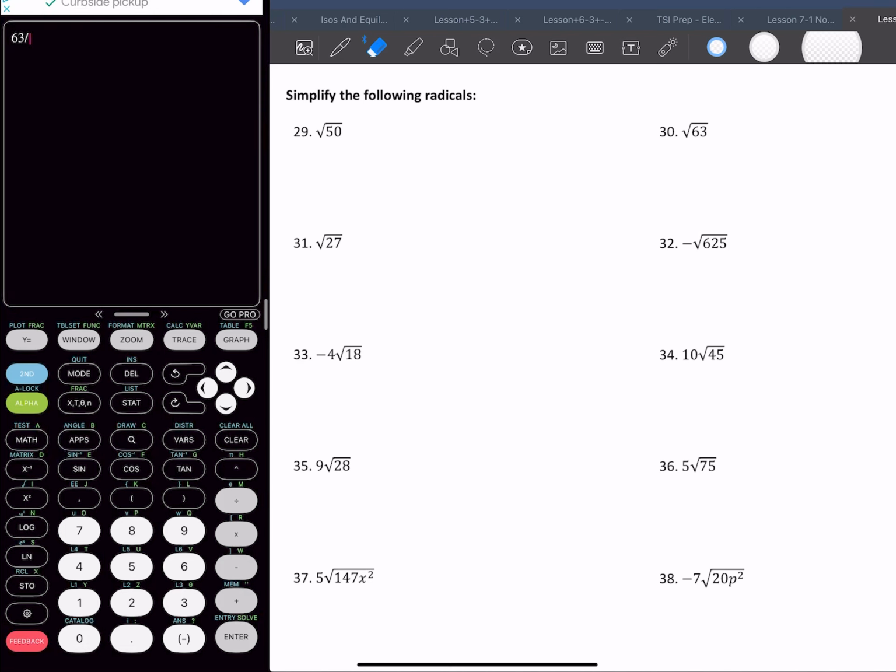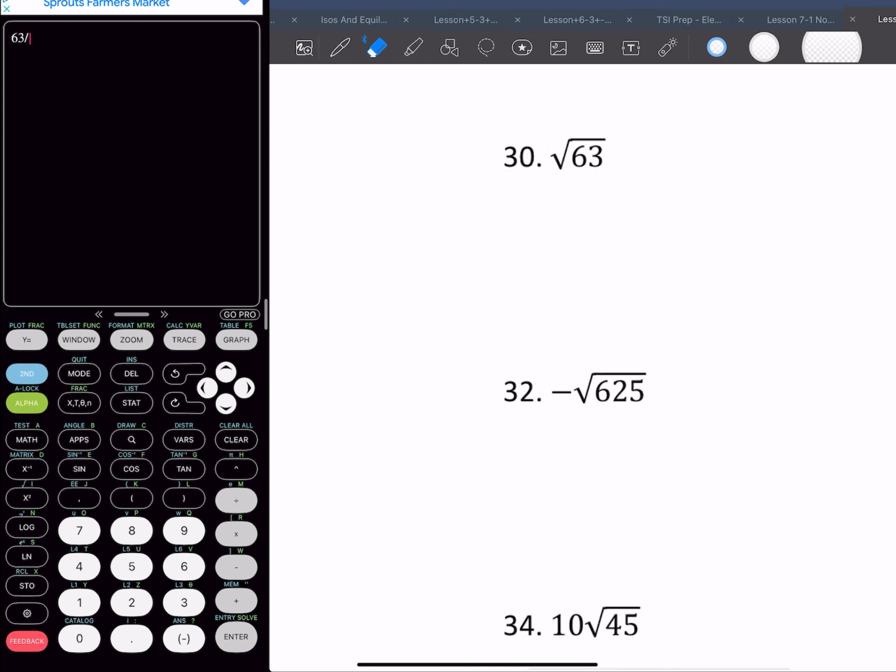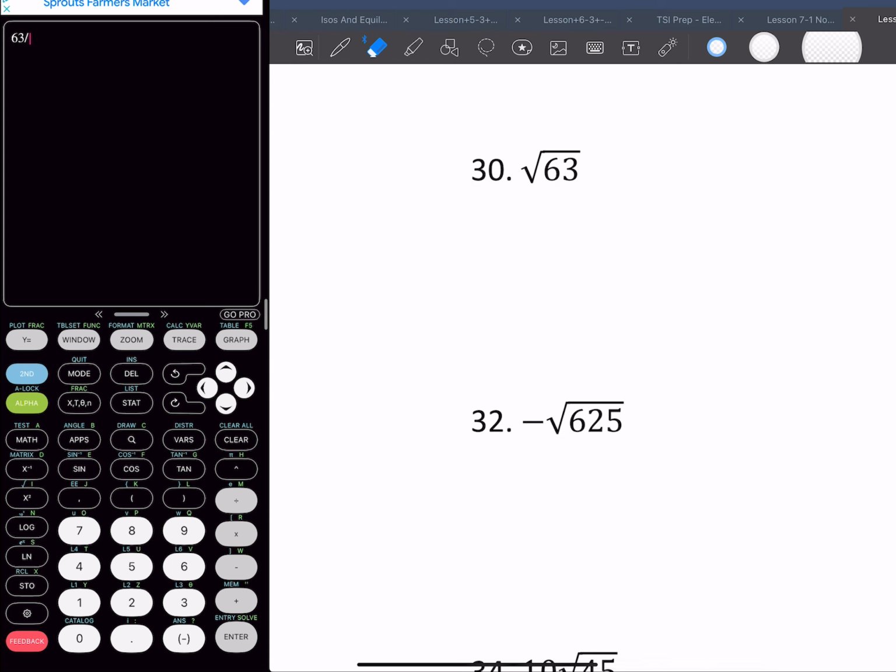Alright, so this is the homework help video for the 2025 homework of Lesson 7-1. Let's take a look at some examples here. I have number 30, the square root of 63.